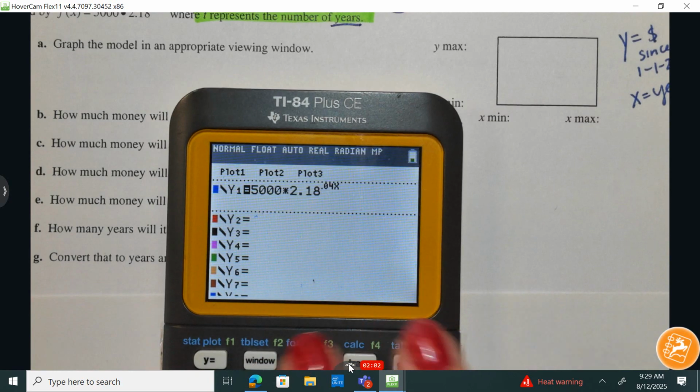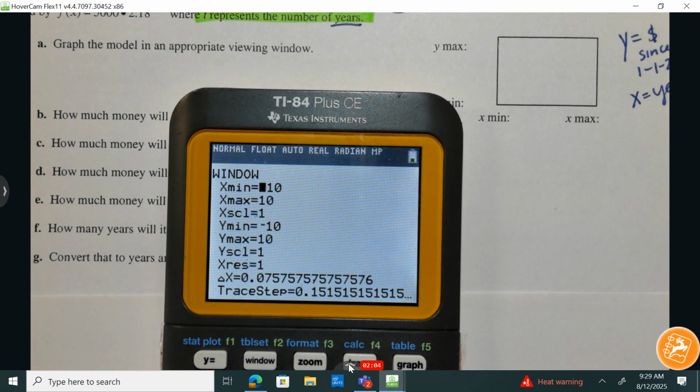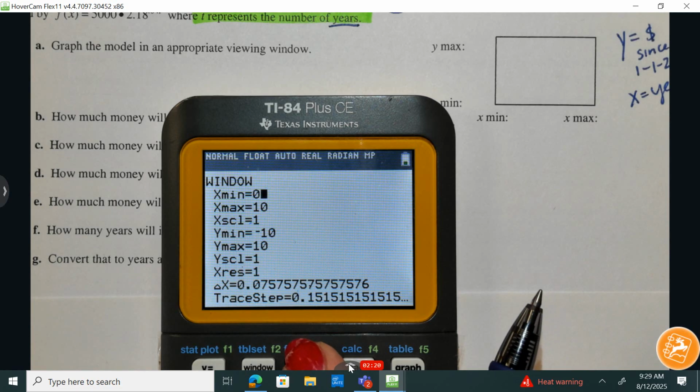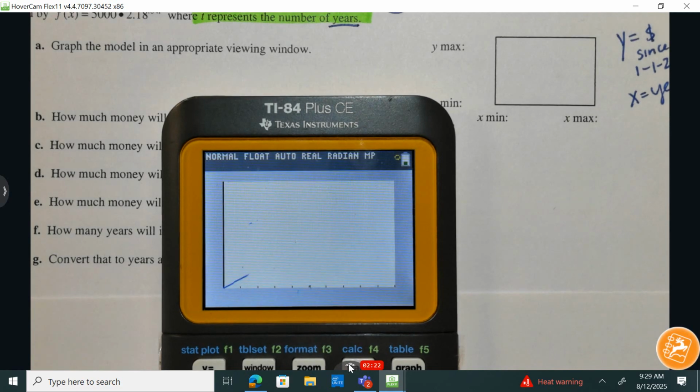So let's adjust this right now. Let's go to Windows. We do not care about negatives because we're starting at January 1st, 2000, and that's our year 0. And let's go out to at least 10. Now, we're going to adjust this some more, but I would like you to start by hitting zoom 0. Can I have a thumbs up or thumbs down if your graph looks the same as mine? Now, turn to your partner if you don't have this and help them out.